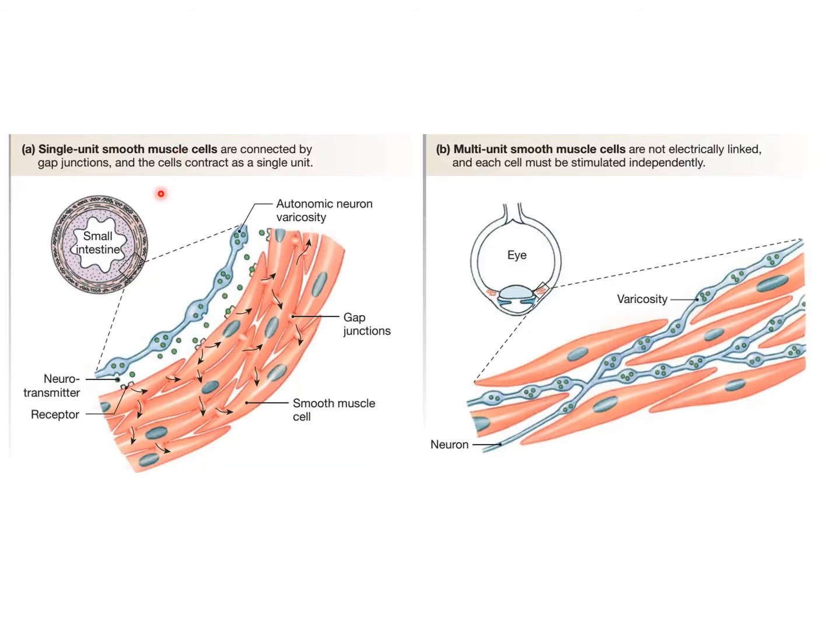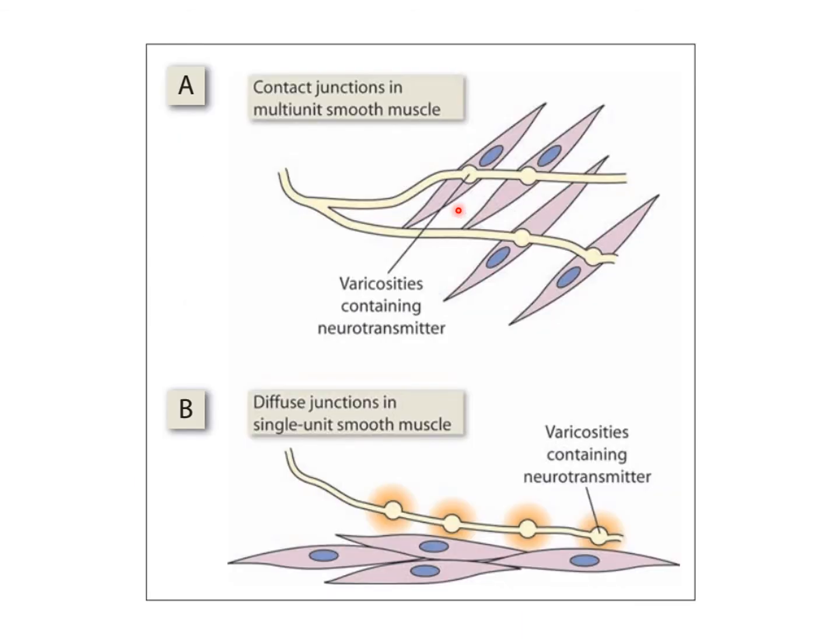Here, the single unit smooth muscle cells are connected by gap junctions. You can see the gap junctions here, and because of their presence they act as a syncytium, so they contract as a single unit, and these are present in the gastrointestinal tract. And now this one, the multi-unit smooth muscle cells, are not electrically linked, and each cell must be stimulated independently. Here gap junctions are not present, but varicosities are present, and multi-unit smooth muscle fibers are present in the eye. Varicosities contain a neurotransmitter. So there are contact junctions in multi-unit smooth muscle fibers, and diffuse junctions in single unit smooth muscle fibers.